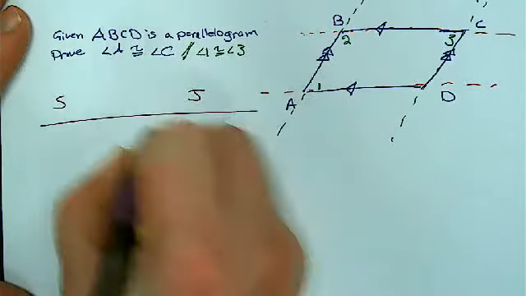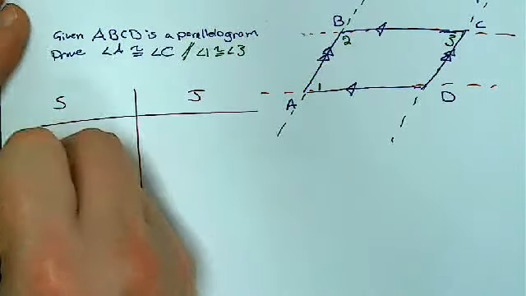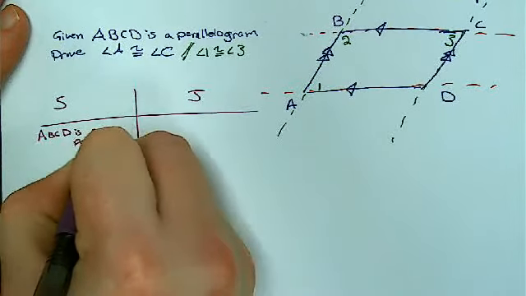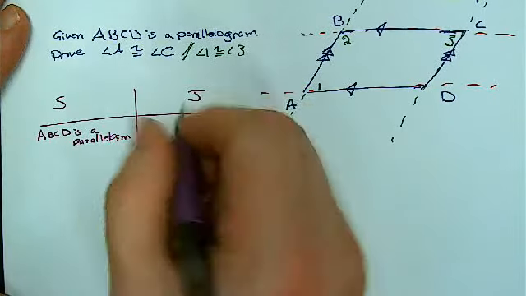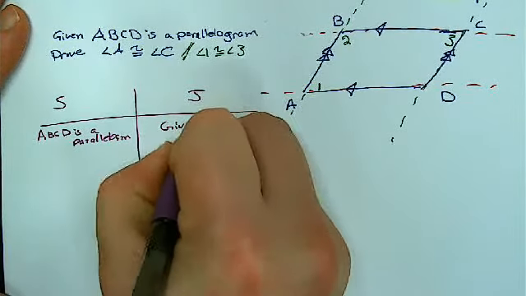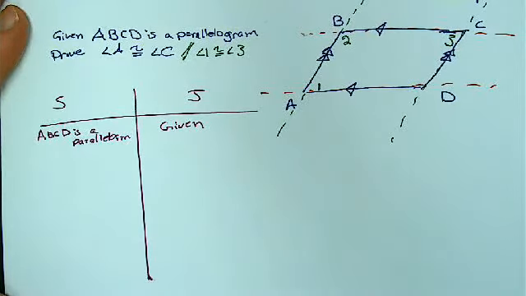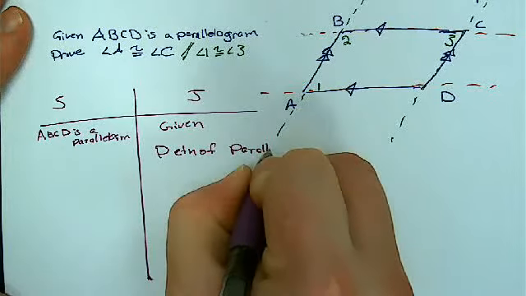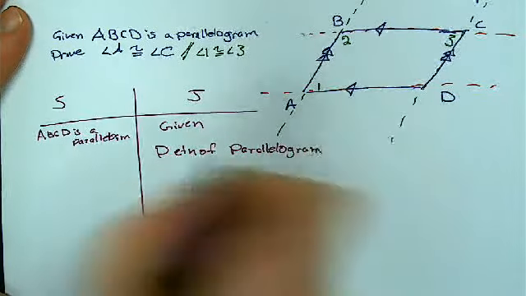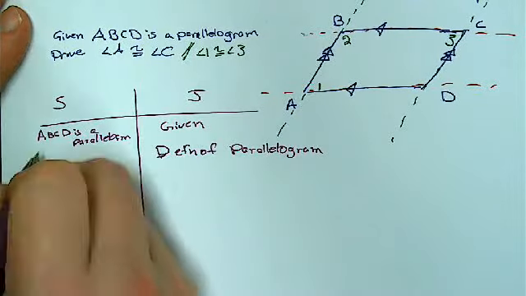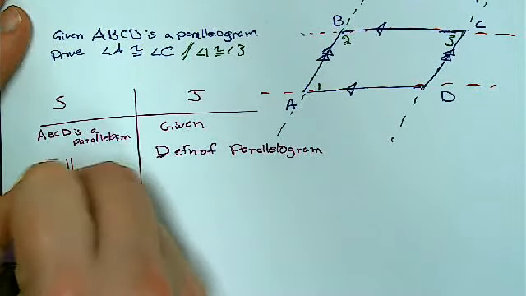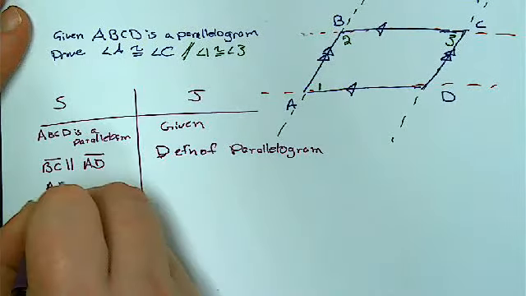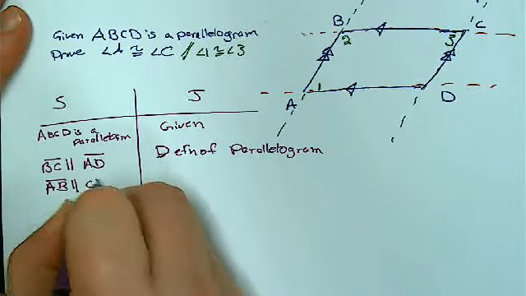Statements, justifications. We start off by saying that ABCD is a parallelogram. And that is given. Then there's the definition of parallelogram involved. Definition of parallelogram. And that told me that BC was parallel to AD and that AB is parallel to CD.